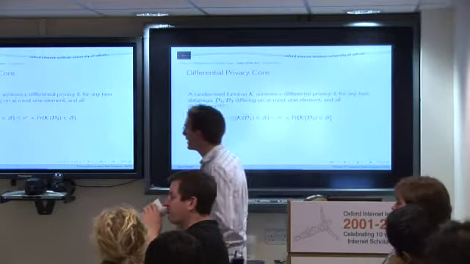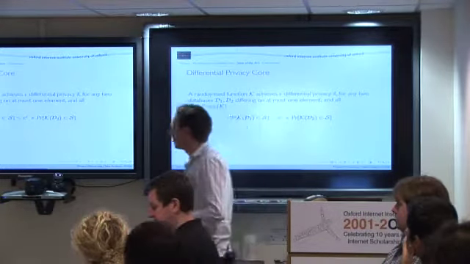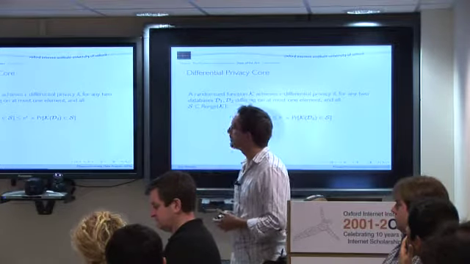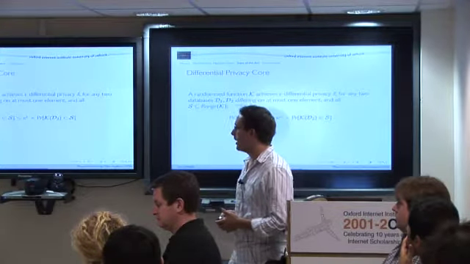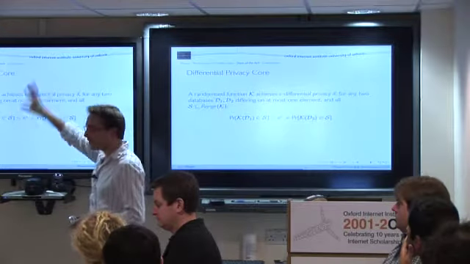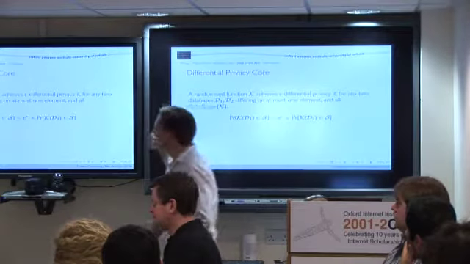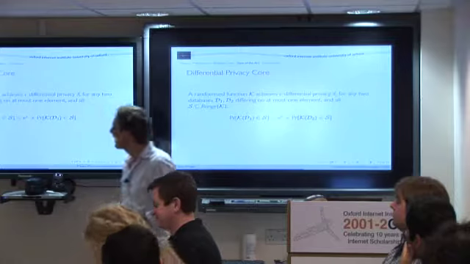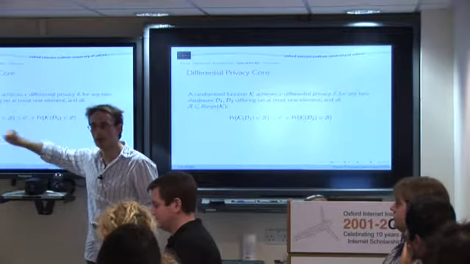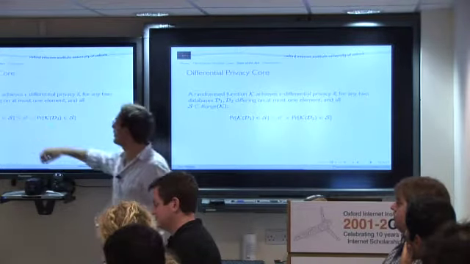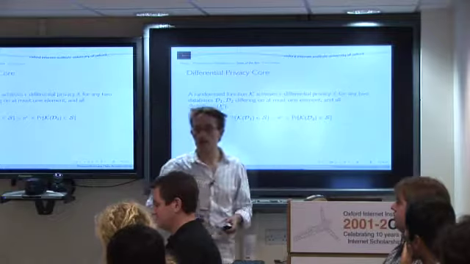A randomized function k achieves epsilon differential privacy if, for any two databases, D1 and D2, differing on at most one element, and for all possible results from that function on the database, the probability... So let me, rather than going through the formal definition, because I think there are people in the room who aren't working in formal computer science, say what this basically says is that the probability of getting a result from a query on one database is almost the same as the probability of getting it from another database, where those databases differ in only one element.